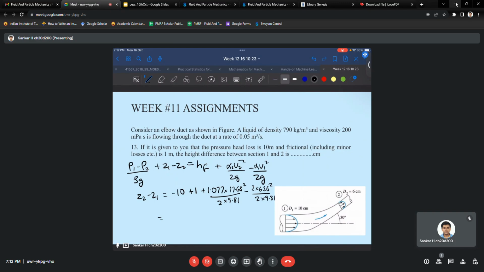Okay, I got this answer to be somewhere around 4.03 meter. I'm not sure whether that matches with what is given in the website.